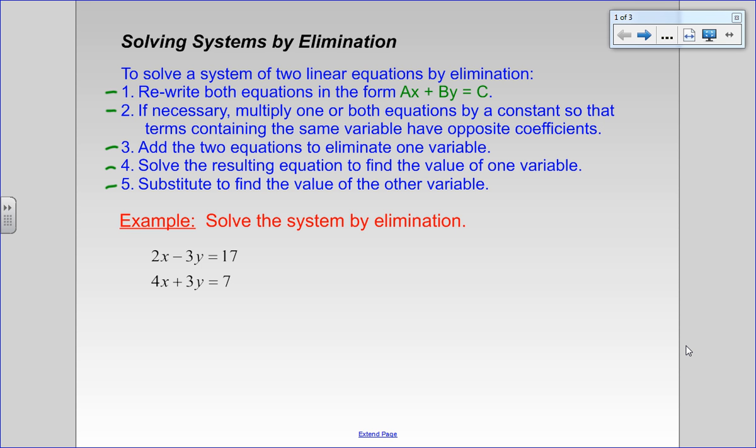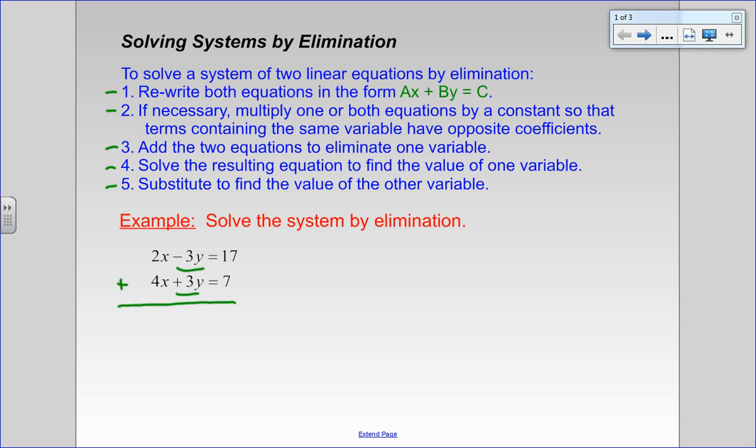In this system, the first equation is 2x minus 3y equals 17, and the second equation is 4x plus 3y equals 7. Notice that both equations are already written in the correct form ax plus by equals c. And also notice that the coefficients of the y terms in these equations are opposites. In the first equation, the coefficient of y is negative 3. In the second equation, the coefficient of y is positive 3. This allows us to move to the third step of the elimination method, which is adding the two equations together.